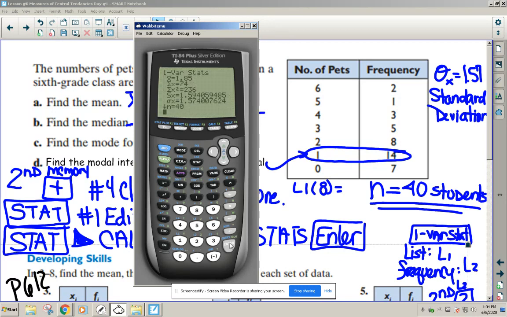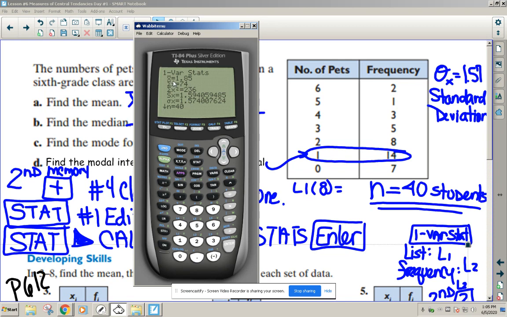Now, you might have a new calculator that when you hit stat calculate number 1, it gives you kind of like a bullet. It says list, and it should say L1 already there. And then underneath it, it says frequency list. And now this is where you would have to hit second L2 and then hit enter, and you're on calculate and hit enter. And now you would get the same thing I would get. So I have an old calculator, you might have a new calculator.